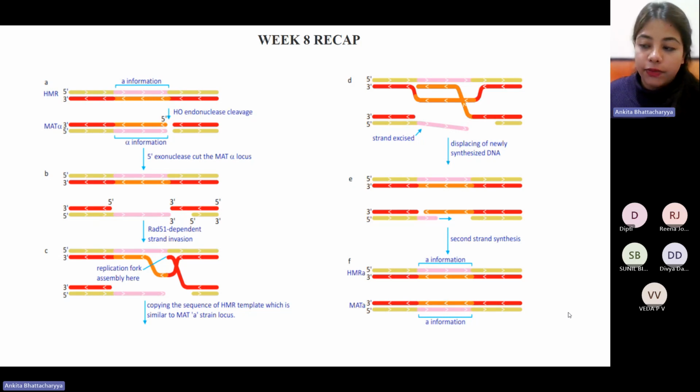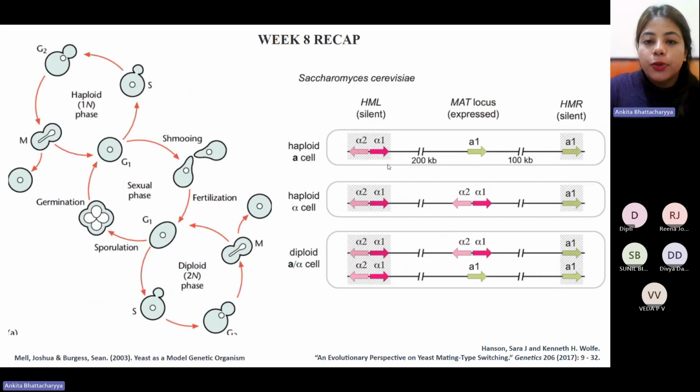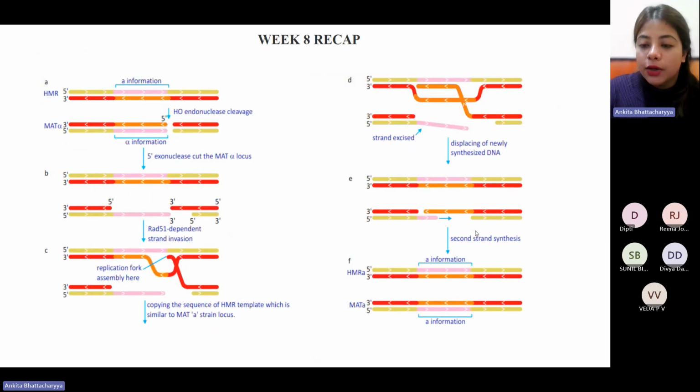Similarly, the opposite switching can also occur, where a cell which has the A genotype and phenotype will change into the MAT alpha condition. In that circumstance, what will be different is that instead of HMR, the HML region, which is what we saw here, carrying the alpha 1 and alpha 2 genes, will participate in the recombination process. As a result, the mating type will be switched, which will generate a haploid alpha cell. So this is how the yeast mating type switch usually occurs.